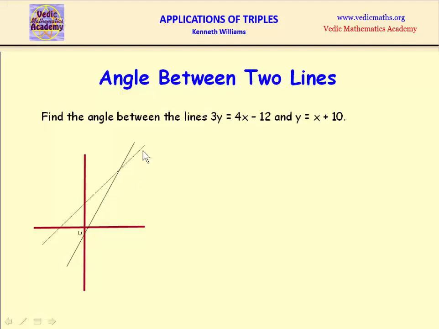Well, in fact, it doesn't matter whether these lines intersect here or at the origin. If we simply take away these absolute terms at the end, the minus 12 and the plus 10, the lines won't change in their orientation, in their angle. They would simply go to the origin, and finding the angle between these two lines is exactly the same as finding the angle between these two lines. In other words, we can just ignore the elements on the end, the minus 12 and the plus 10, and think about the lines 3y equals 4x and y equals x.